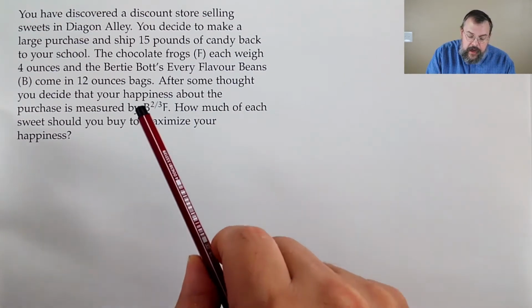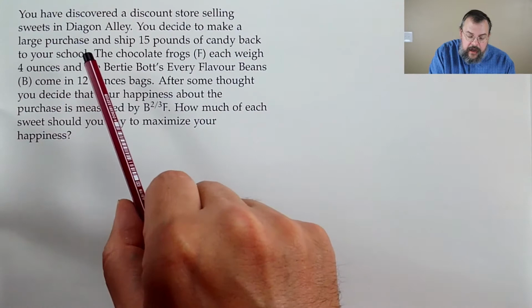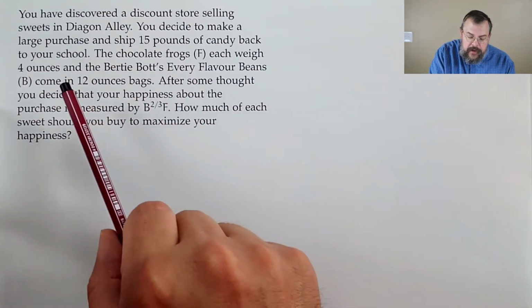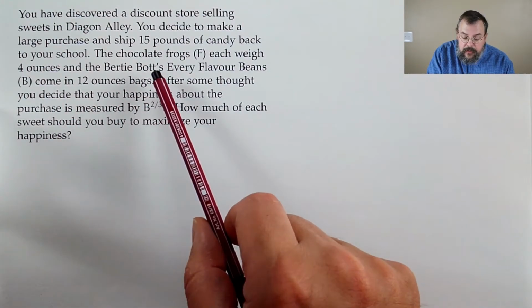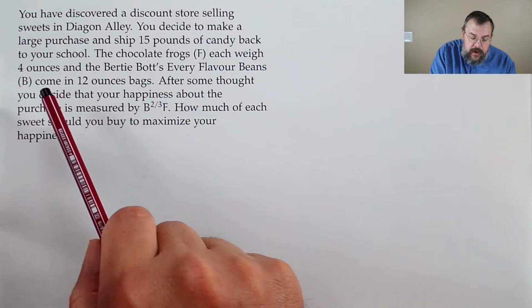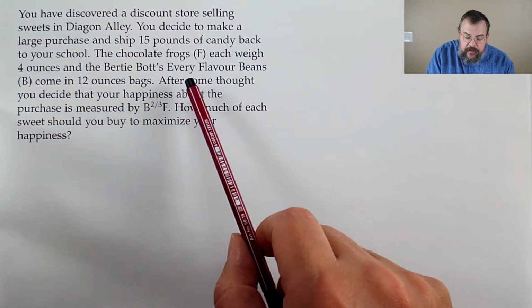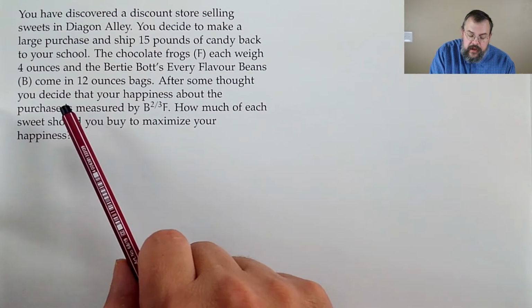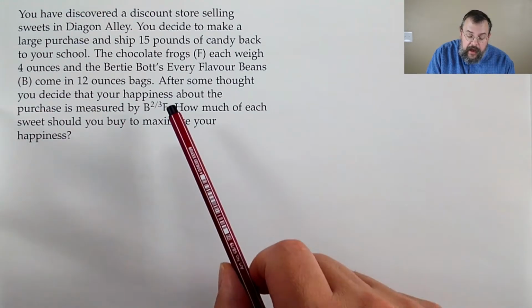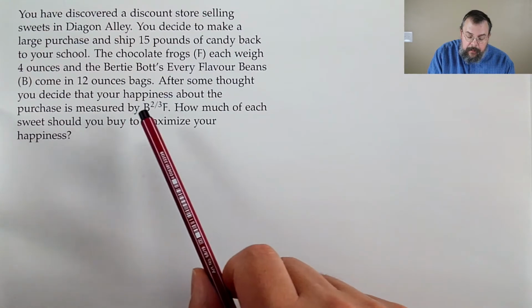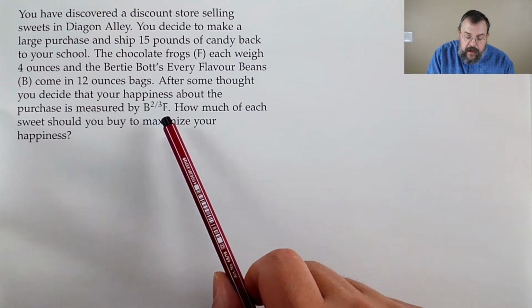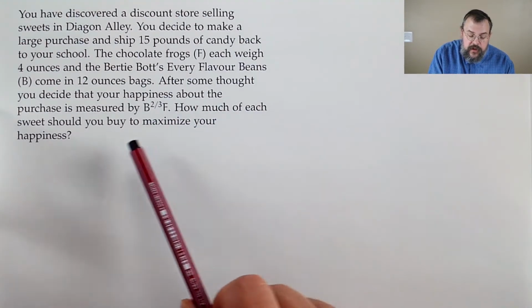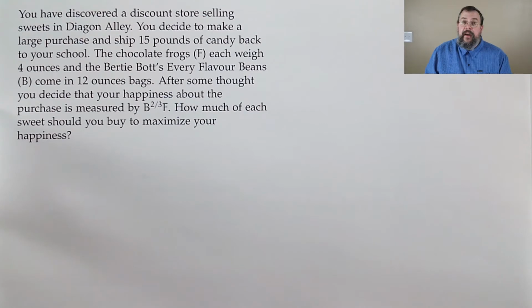Our first problem. You have discovered a discount store selling sweets in Diagon Alley. You decide to make a large purchase and ship 15 pounds of candy back to your school. Now, the chocolate frogs, which we'll denote by an F, each weigh 4 ounces, and the Bertie Bott's Every Flavor Beans, which we denote by B, come in 12 ounce bags. After some thought, you decide that your happiness about the purchase is measured by B to the 2/3 times F. And the question: how much of each sweet should you buy to maximize your happiness? After all, we want to be happy.